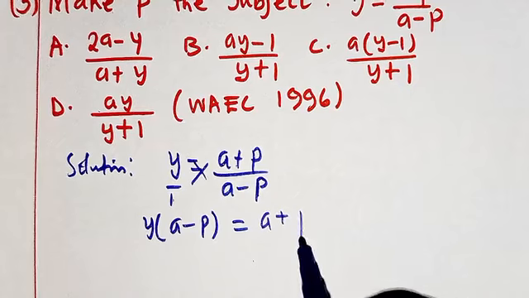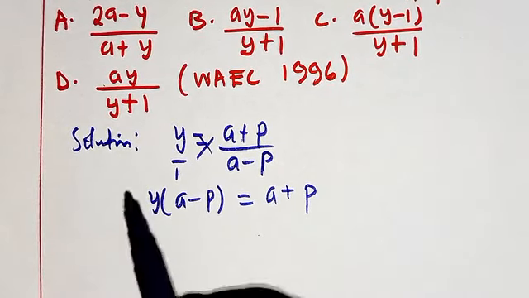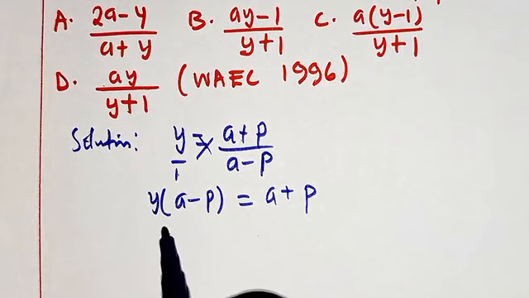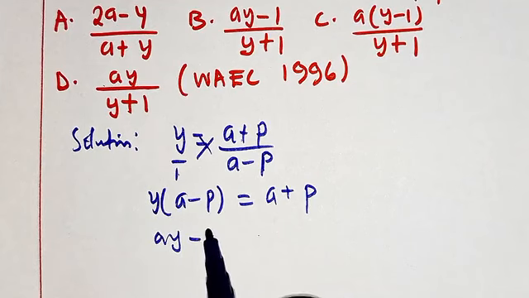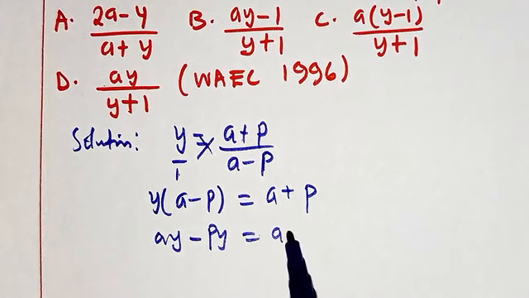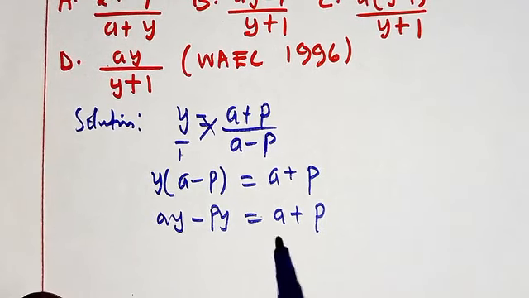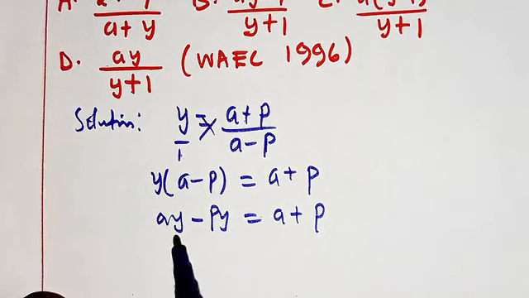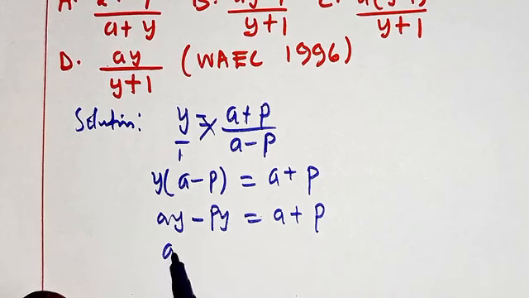We have a plus p. So now from there we try to open the brackets here. A times y, or y times a, will give us ay, minus py, then equals a plus p. We are looking for p, so we're going to take every p to one side. So this is going to be ay.